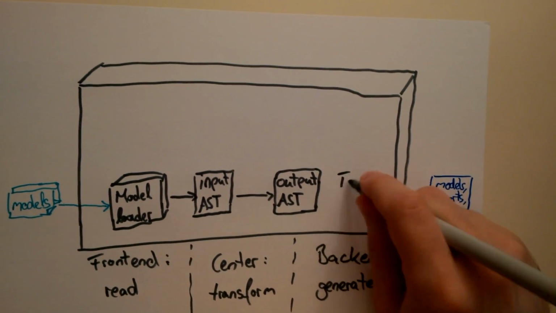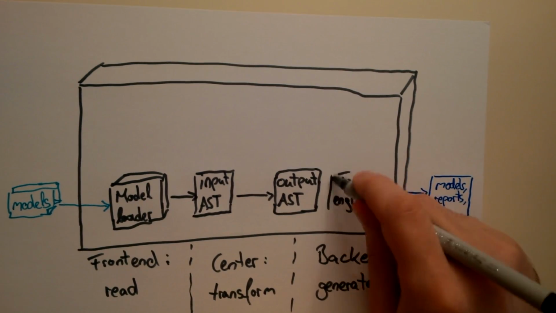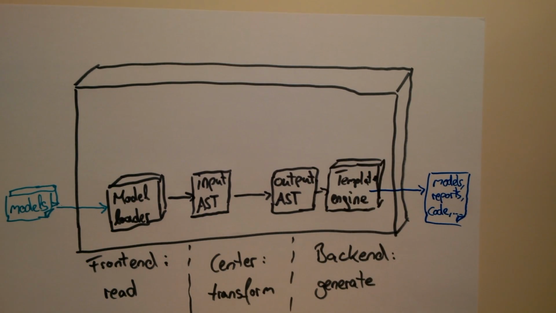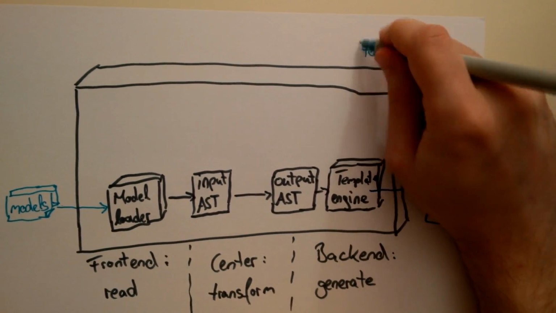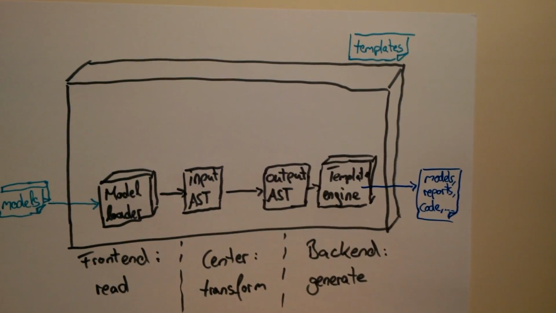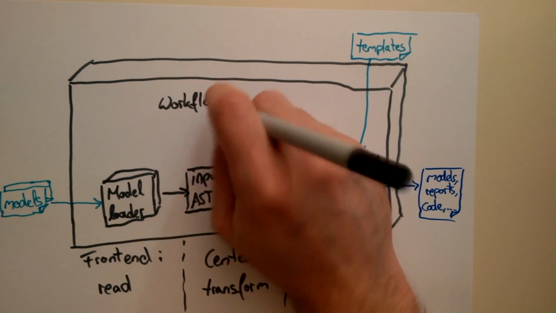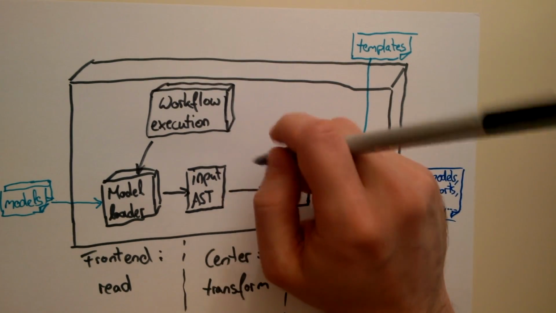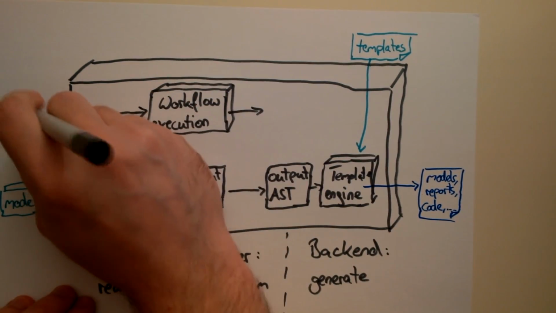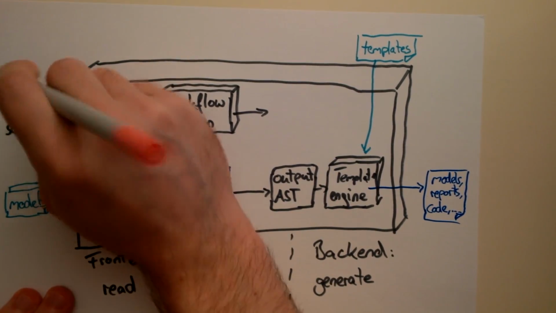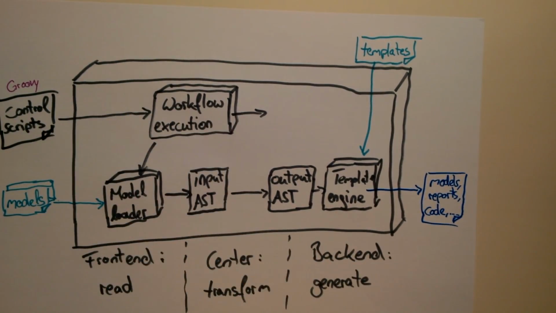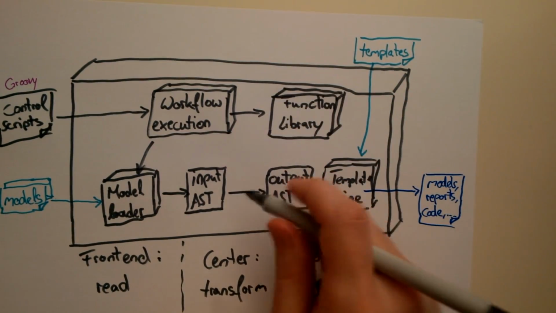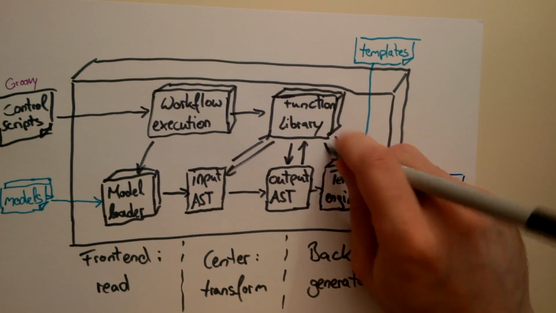MontiCore uses the FreeMarker template engine in its backend to process the output AST together with a number of standardized as well as project-specific templates. Through so-called hook points, MontiCore's template engine is highly configurable and adaptive. All three processing steps are connected via a workflow execution written in a Groovy script. An additional function library helps to build symbol tables, arrange transformations, set template configurations, and much more.